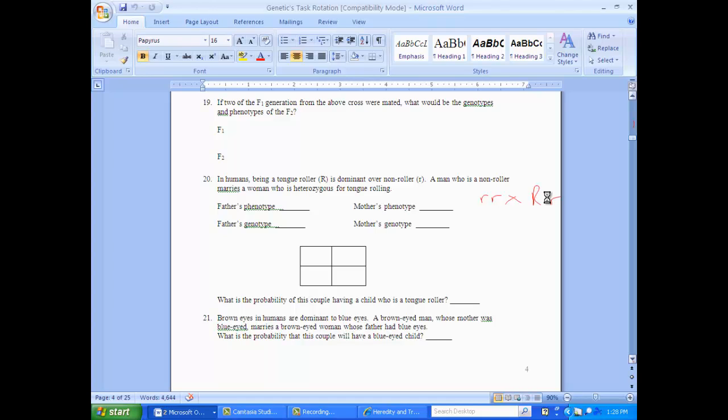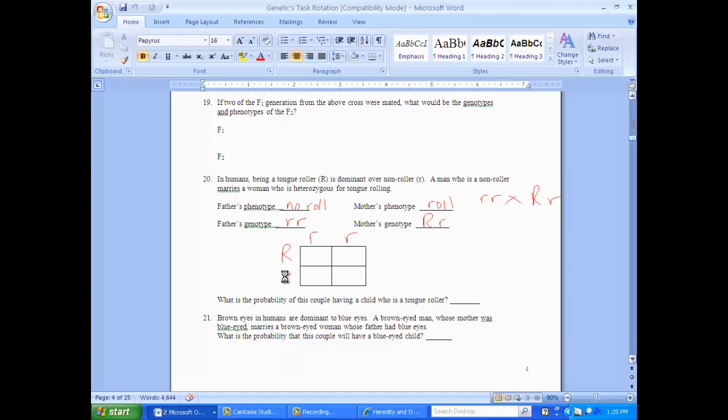So father's phenotype, they're simply asking for non-rolling. Mother's phenotype, roller. Father's genotype, small r, small r. Mother's genotype, big R, small r. So now, what we're doing here is the law of segregation, which states that these alleles will separate when sperm and egg are created.